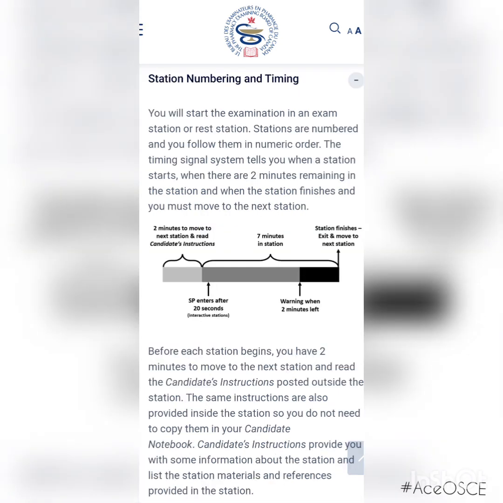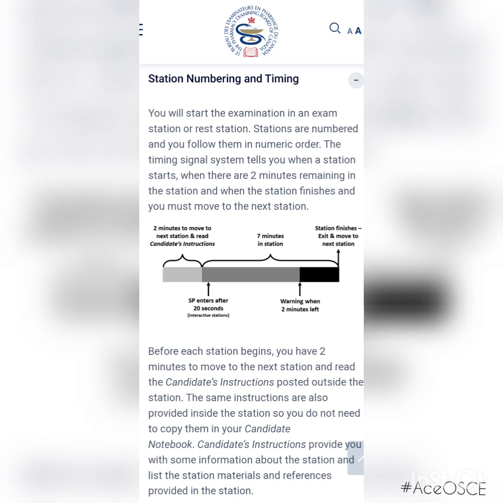This is a very easy diagrammatic representation of how an OSCE station works per se. You usually start your exam in an exam station or a rest station. Stations are numbered and you follow them in numeric order. The timing signal system tells you when a station starts, when there are 2 minutes remaining in the station, and when the station finishes and you must move to the next station. Once your station finishes, you have 2 minutes to exit the door and go on to the next numbered station.